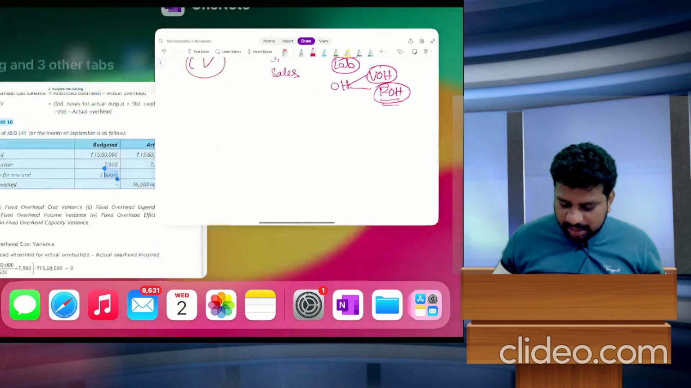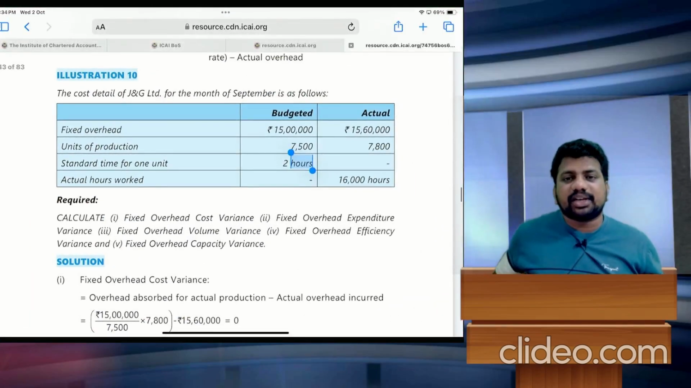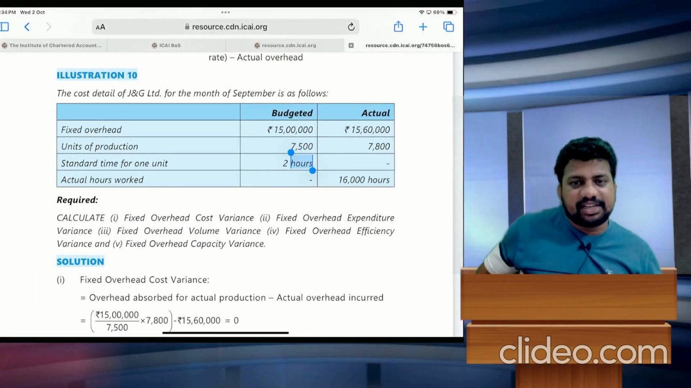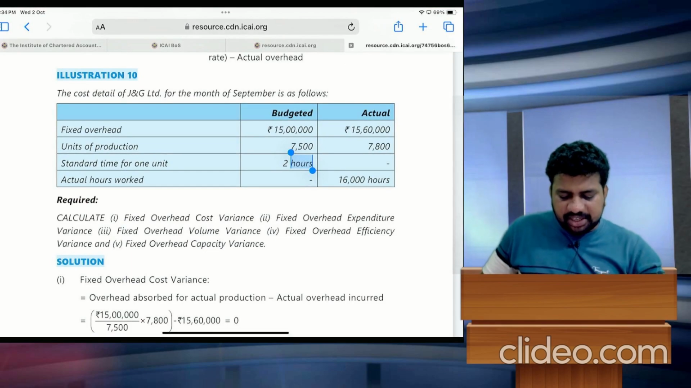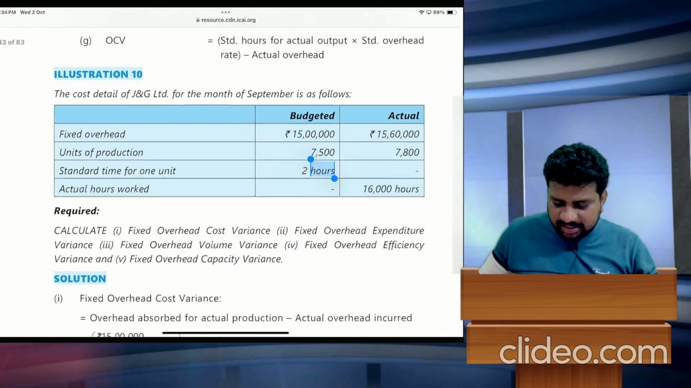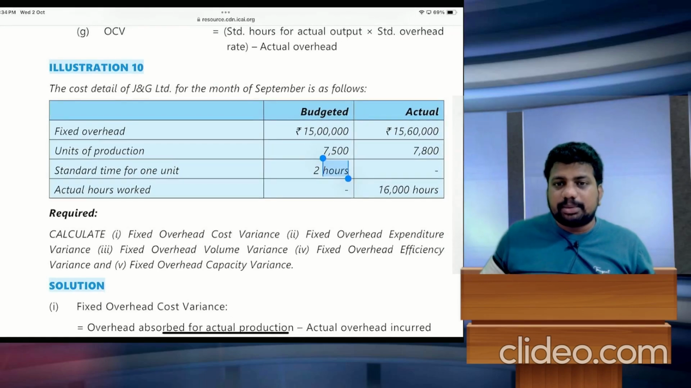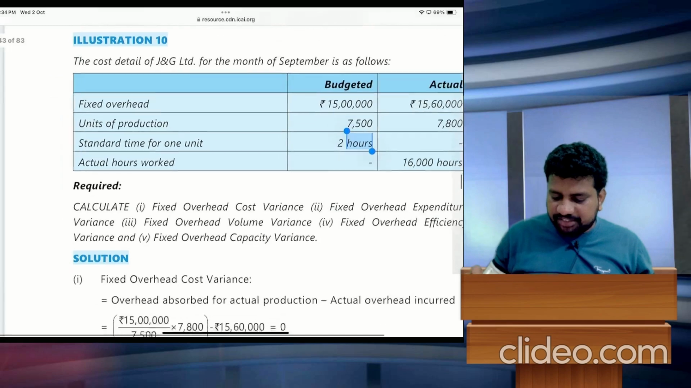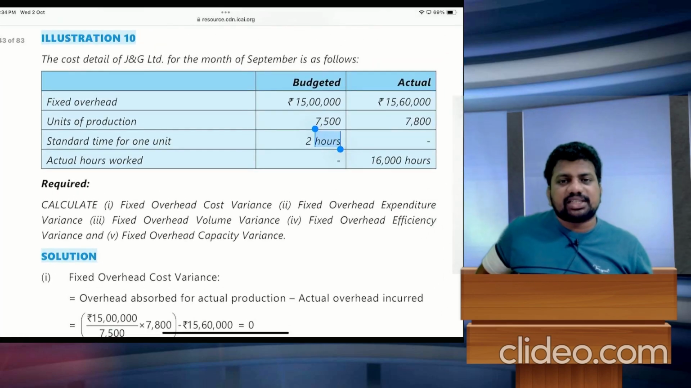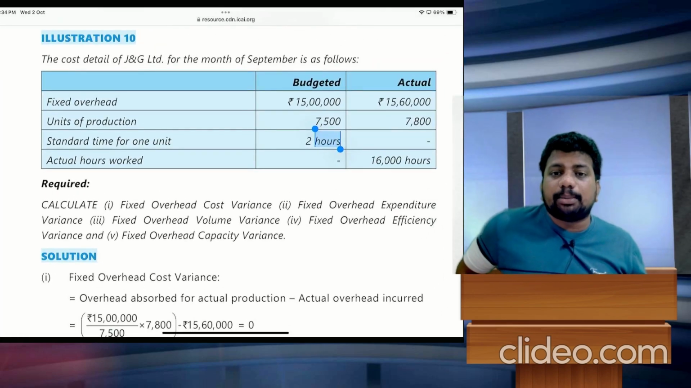I'm taking an example from the CA material, the CA inter material. If you see this question, it has given us some information. The cost of J and J Limited for the month of September is as follows. It has given me budget figures and actual figures. Nowhere does it talk about the number of days.